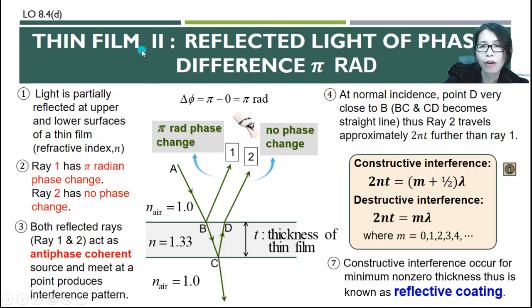For this kind of thin film, we find out that the minimum non-zero thickness will satisfy constructive interference. So due to the constructive interference, we might get a very strong reflected ray. This kind of thin film, we also call reflective coating, because it satisfies constructive interference for the minimum non-zero thickness.